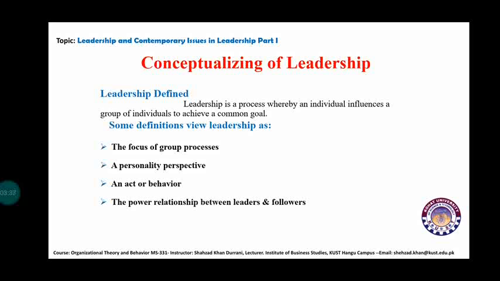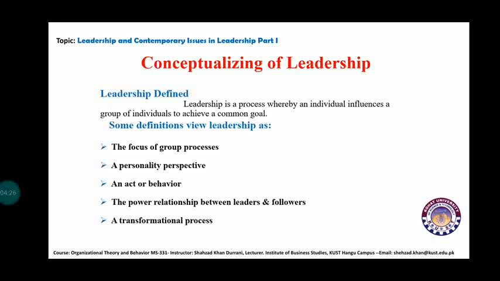Another concept about leadership is the power relationship between leader and follower, right? So there is a very strong relationship between leader and follower, right? So it's a two-way process, right? There must be a trust element. There must be loyalty present between the leader and the follower, right? And there must be an element of respect, mutual respect, present between the leader and the follower. So some define leadership as a power relationship between leader and followers.